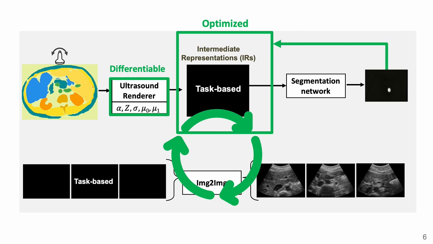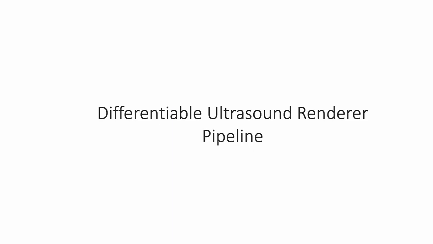Unlike previous methods, we model a fully differentiable ultrasound renderer that updates the parameters guided by a downstream segmentation task. The image style transfer network is trained between real and task-based images, and additionally we use an identity-rendered image for better segmentation results. We train both networks simultaneously, achieving an end-to-end training pipeline.